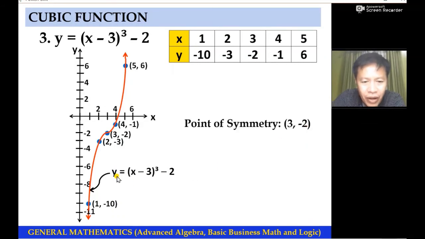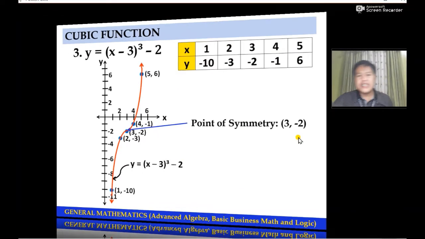And this is the graph of y is equal to (x minus 3) cubed minus 2. Because same thing that you're going to do, connect it with a smooth curve going downward. That is our point of symmetry.